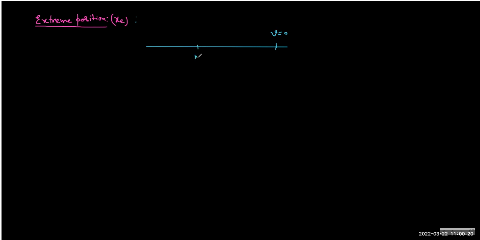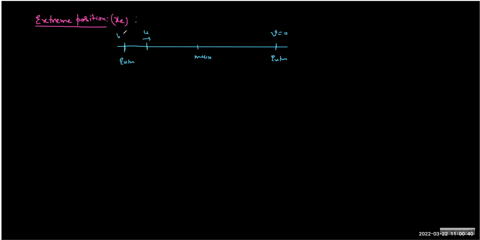So maybe the mean is here. You may start from here with u, but it is not necessary. Your other extreme may be on the left side. This is the extreme. This may be the extreme.